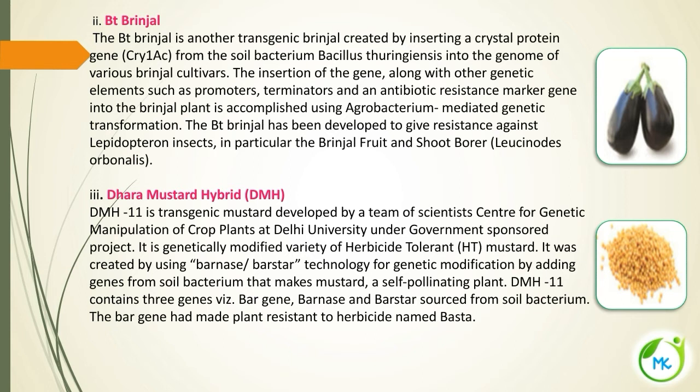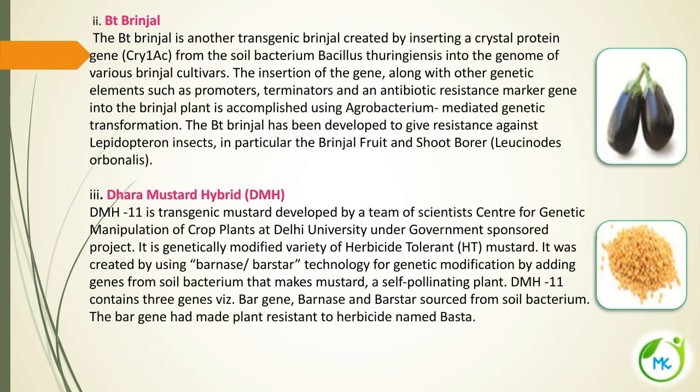That is, by adding genes from the soil bacterium to the mustard, it makes the mustard a self-pollinating plant. That is, this Dara mustard hybrid plant, it contains three genes. One is Bar gene, the other one is Barnase, the other one is Barstar, and all these genes are from the soil bacterium, and the Bar gene is the one which makes a plant resistant to the herbicide called Basta.